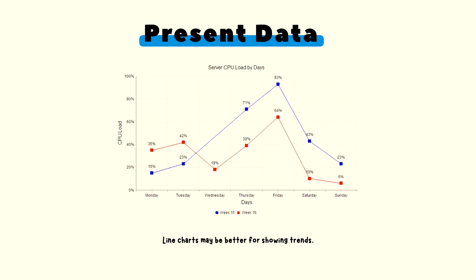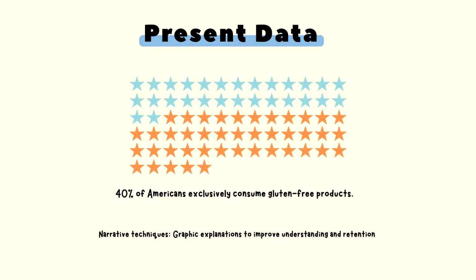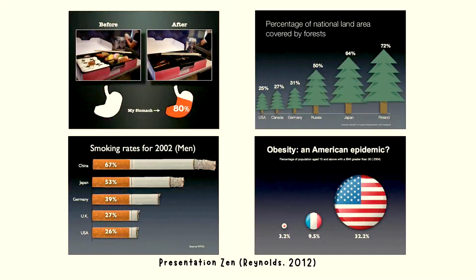And the last one, and the one that we want to talk about more, is the narrative techniques, which is how to use storytelling and graphical explanations to improve understanding and retention. I have a few examples from Reynolds here, and when we had our meeting, they are very outdated, but I'm going to show you a couple of examples. These are four examples of how these narrative techniques work, and what do you guys think about this?